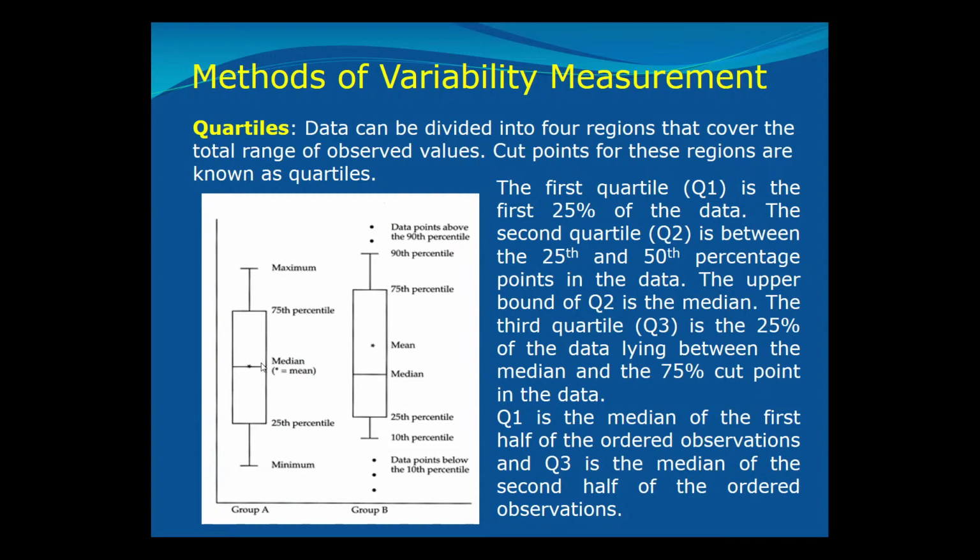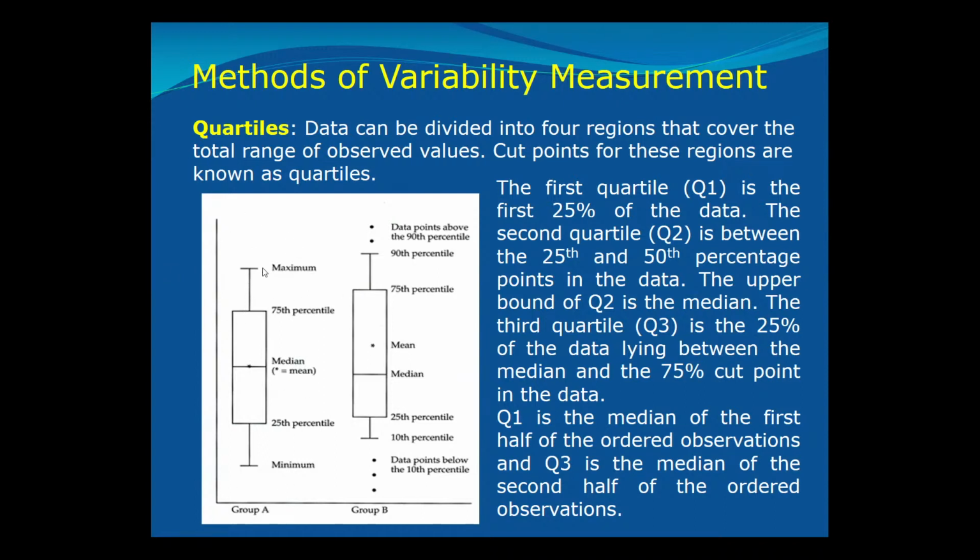The third quartile is the 25% of data lying between the median and the 75% cut point in the data. Quartile 1 is the median for the first half of the ordered observations, and quartile 3 is the median of the second half of the ordered observations.